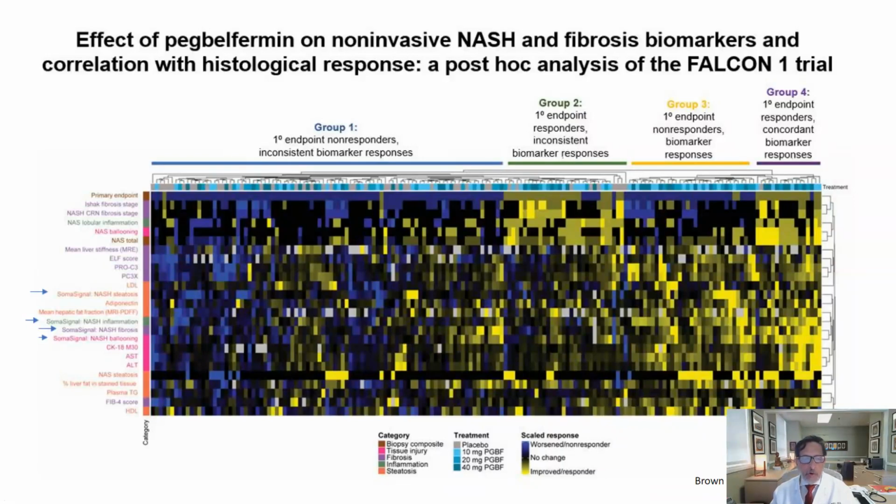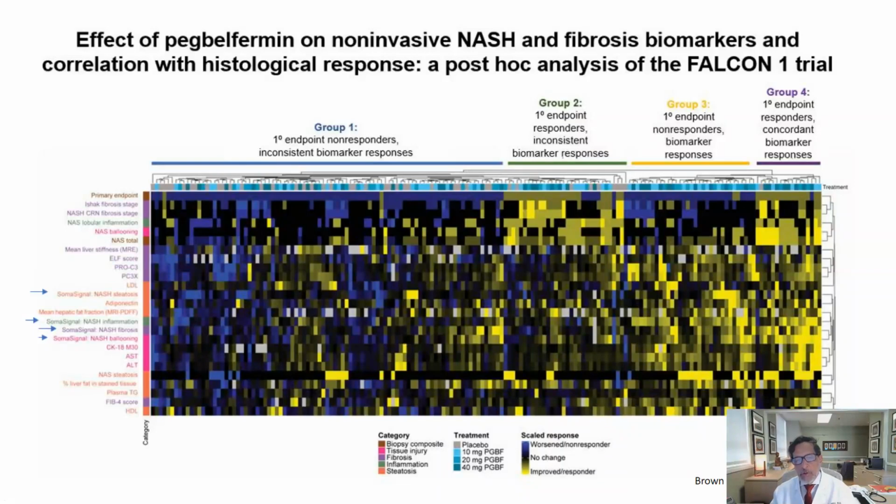What you see over here at the top is the primary histologic endpoint, which was fibrosis regression. Then you have the Ishak fibrosis stage, which is modified for NASH. Then you have NAS lobular inflammation, ballooning, NAS overall, liver stiffness with MRE, ELF score, ProC3, ProC3X, LDL. Then you have the SomaSignals, and then a whole bunch. You can see AST, ALT, NAS, steatosis, FIB4, etc.